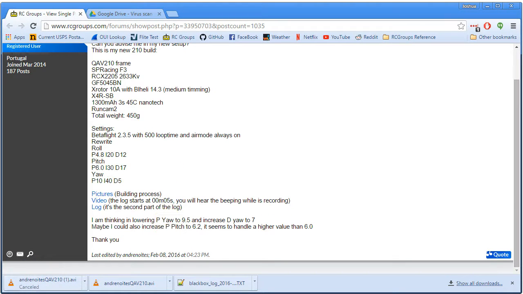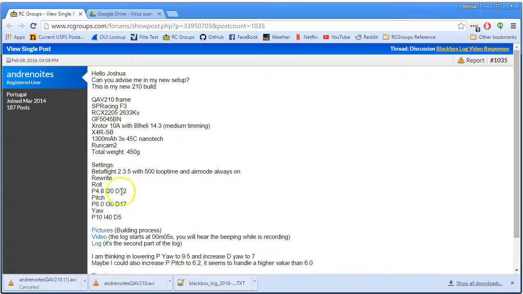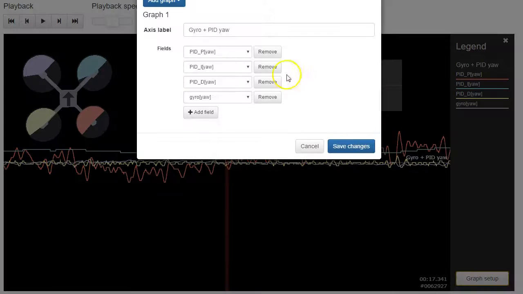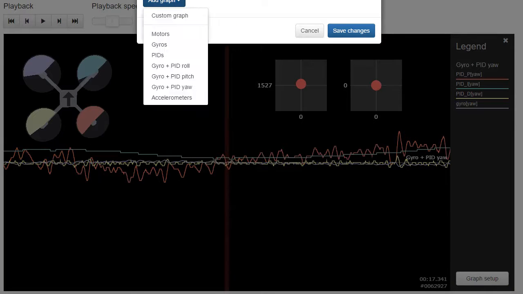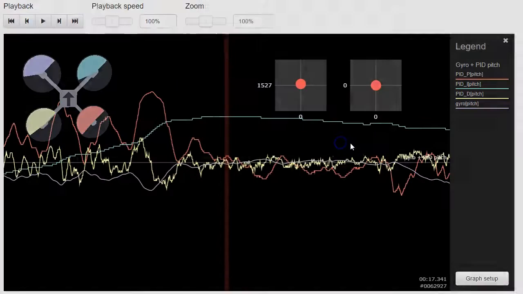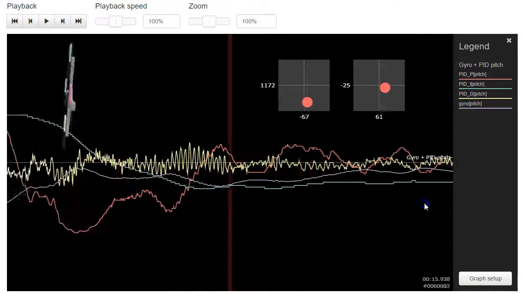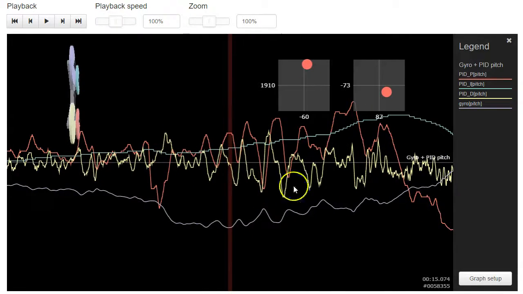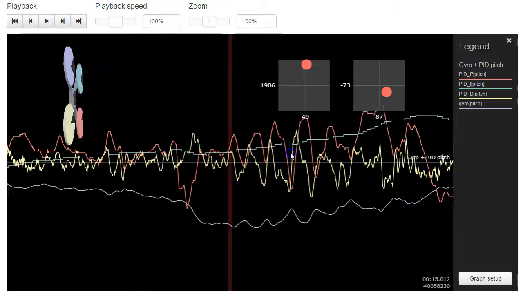And then also, let's look at, what are you at now? You're at P of 10. 9.5, you sure? Maybe even 9.0. Maybe. As for pitch, can you raise P on pitch? Well, again, here we are at full throttle, and we definitely see some activity on the P term here, right? These sort of bouncy hills.